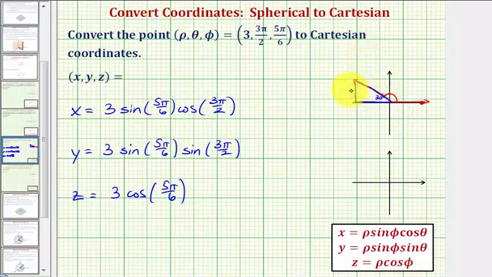So we can label the three sides 1, 2, square root 3, where the short leg is 1, the hypotenuse is 2, and the long leg is square root 3. But because we're in the second quadrant, where x is negative, this would be negative square root 3. Again, this is the reference triangle for 5π divided by 6 radians.